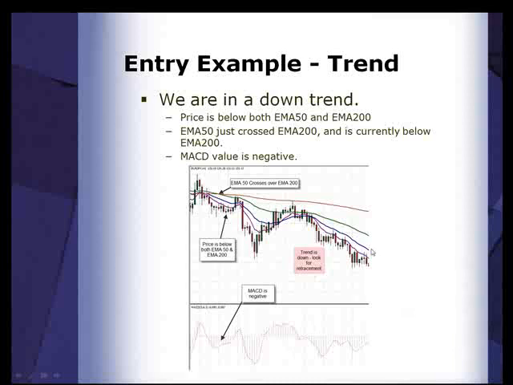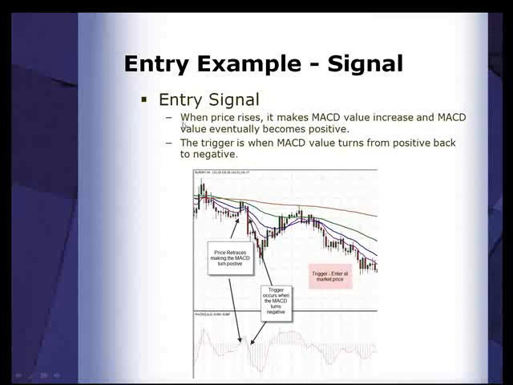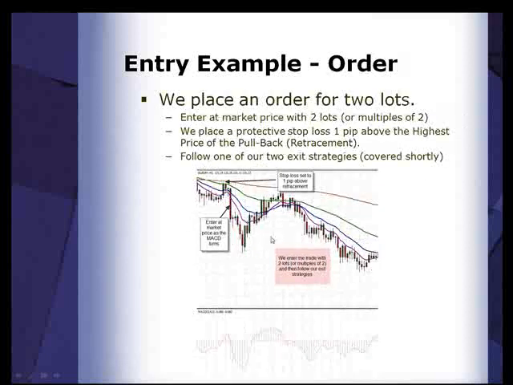It's time to look for our entry signal. So our entry signal, again, when the price rises, it makes the MACD value increase, and the MACD becomes positive. And our trigger to enter a trade is when the MACD value turns from positive back to negative again. So here we go. We've got our downward trend. The price retraces, and as it does, it brings the MACD value into the positive side. And then our trigger to enter is when it turns from positive back to negative, which it does at about the middle of this bar here. And at that point, we enter the trade.